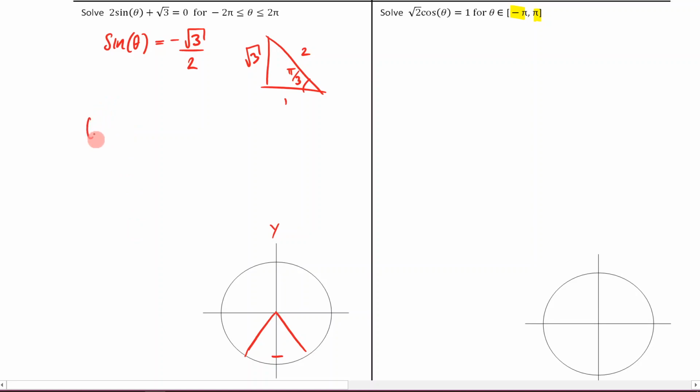So now I'm going to go theta is equal to, now I have to go backwards, so I'm just going to leave 2 places blank. Here is going to be, in my third quadrant, 4 pi on 3. And then in my fourth quadrant, 5 pi on 3.